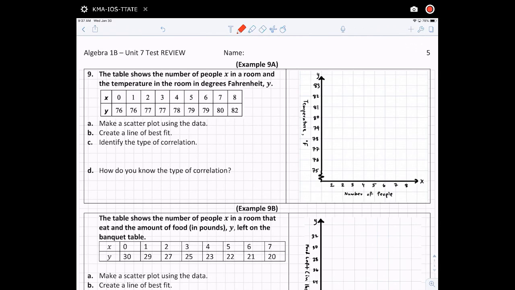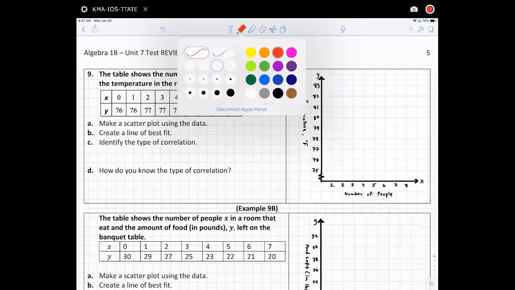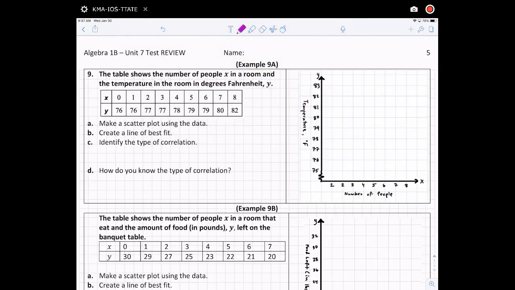Okay? So the first thing we have to do is just start by plotting those points. Okay, so you guys can do that on your own. You don't have to look up and match mine. It'll probably be faster if you look at your paper.